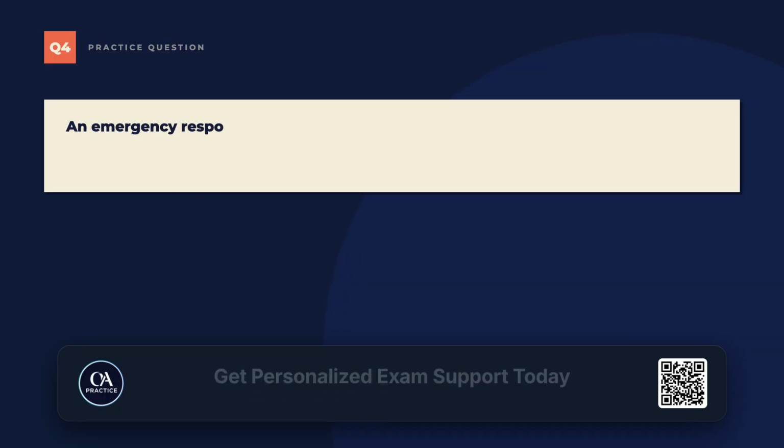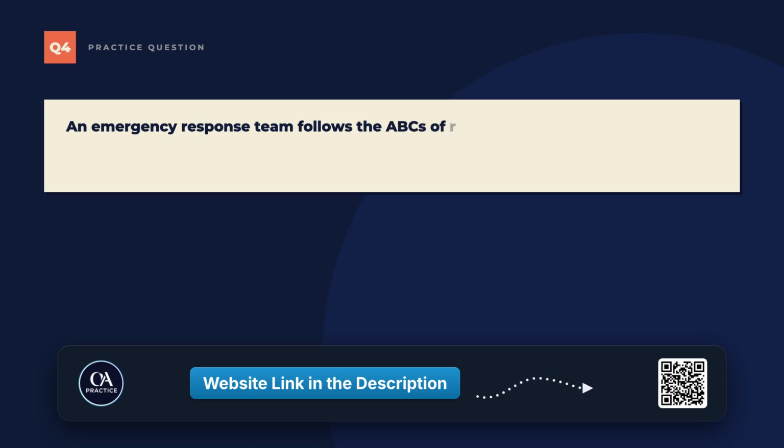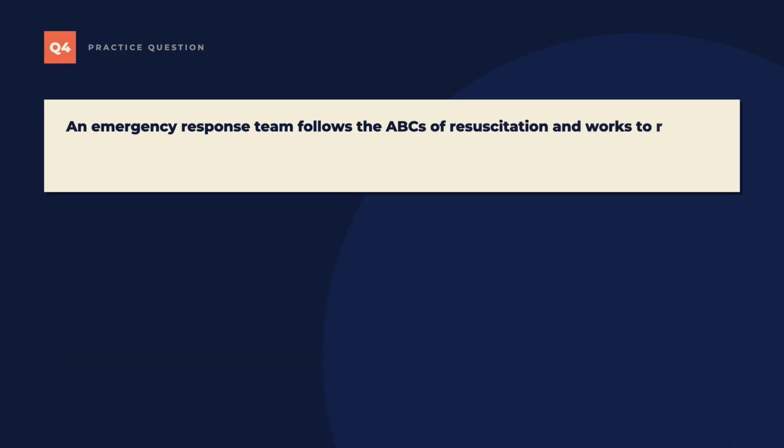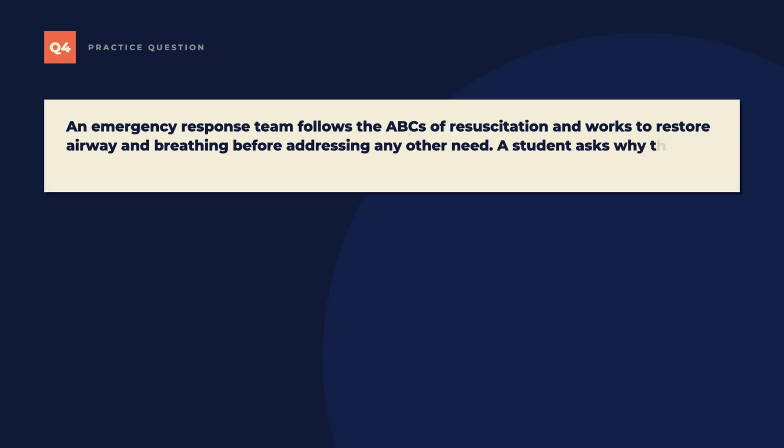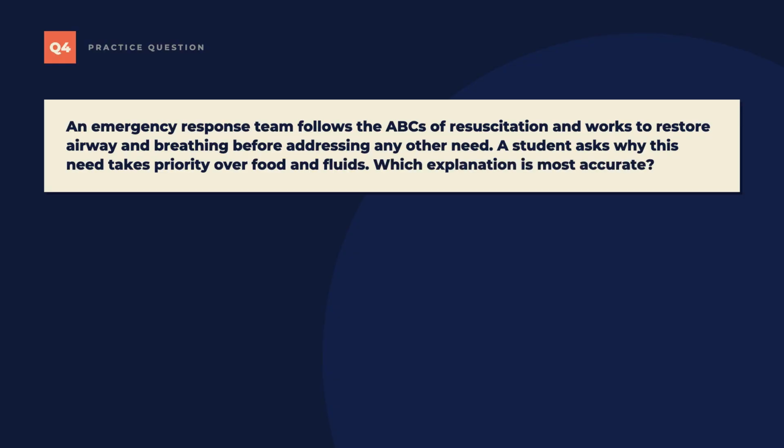Question 4. An emergency response team follows the ABCs of resuscitation and works to restore airway and breathing before addressing any other need. A student asks why this need takes priority over food and fluids. Which explanation is most accurate?